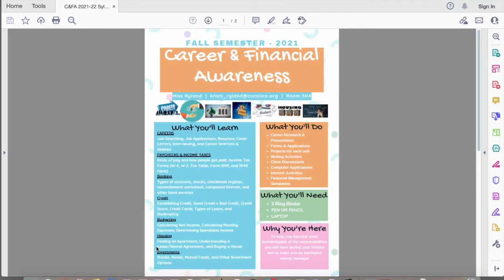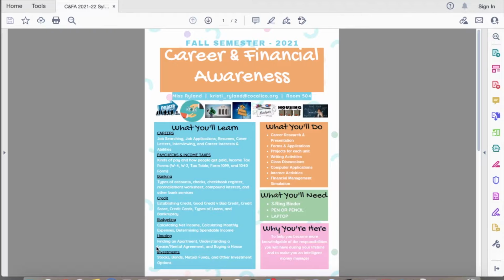So we start with a careers unit and spend some time talking about how do you look for a job, how do you fill out a job application, how to complete a resume and write a cover letter, what are some tips that they need for having a successful interview, and some career interest and abilities surveys and inventories. And then they wrap up that unit with researching a career or careers that they are interested in and making a presentation of their research to the class.